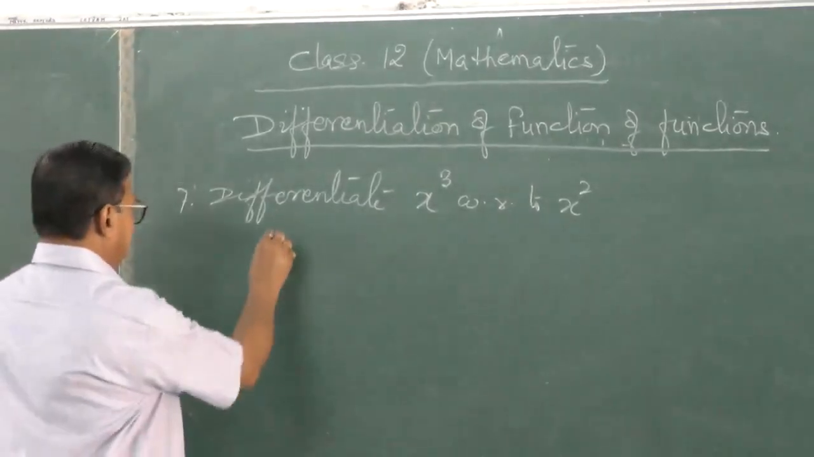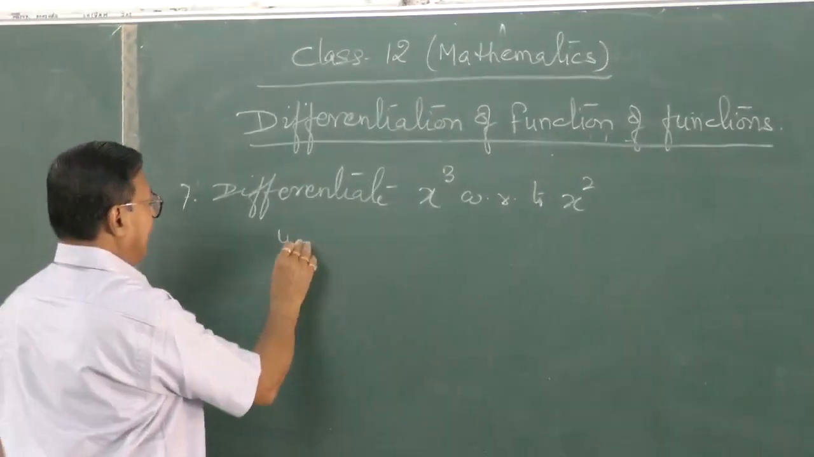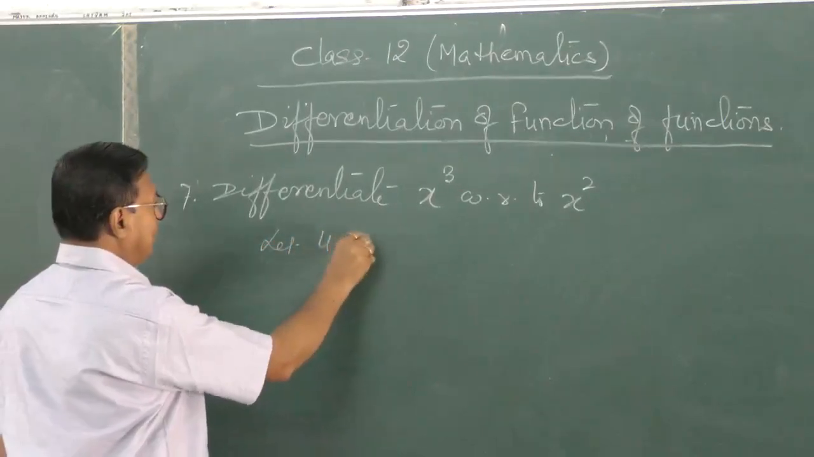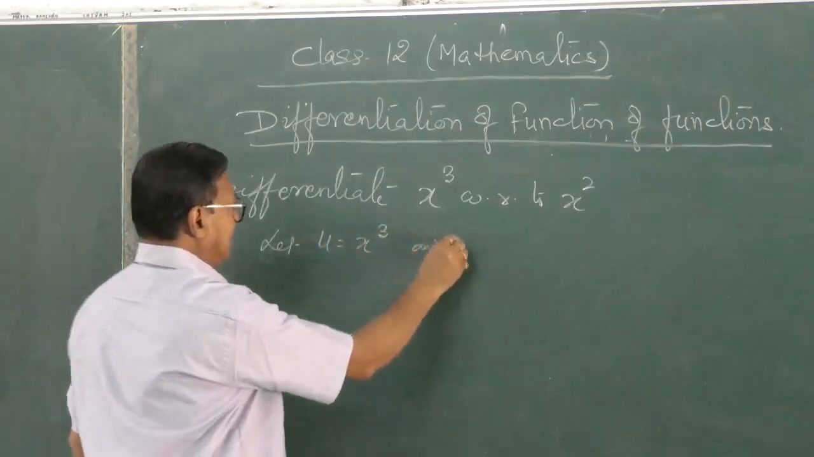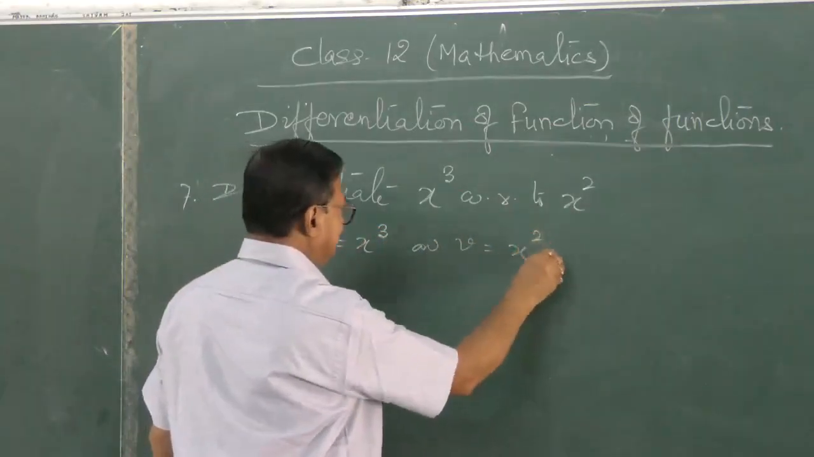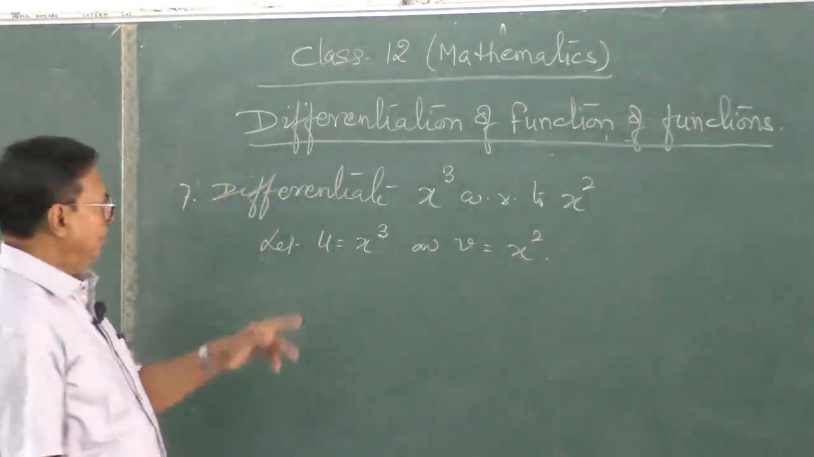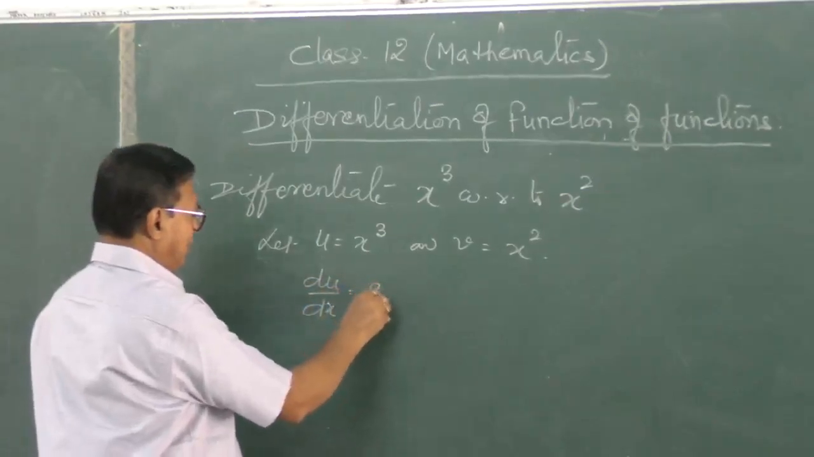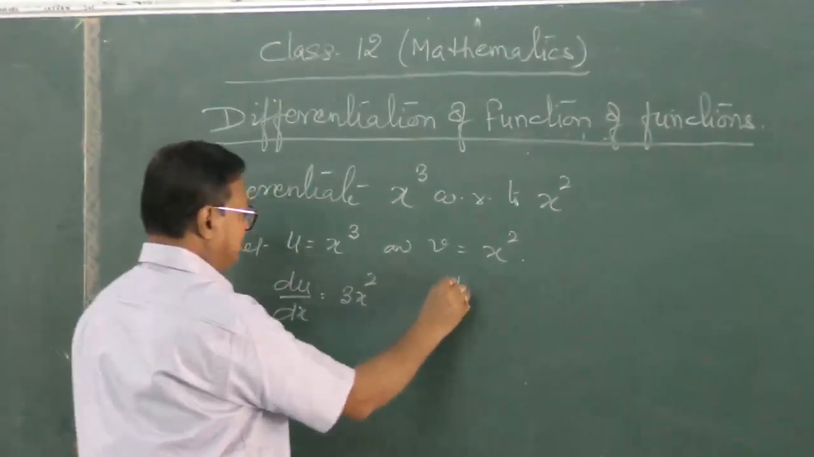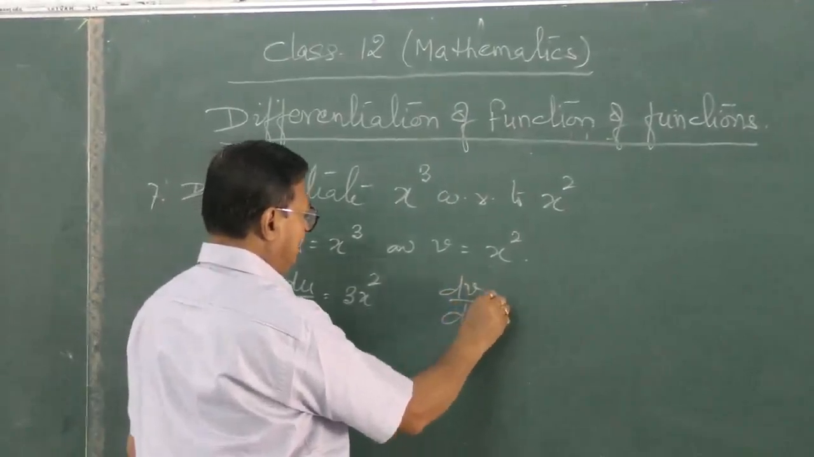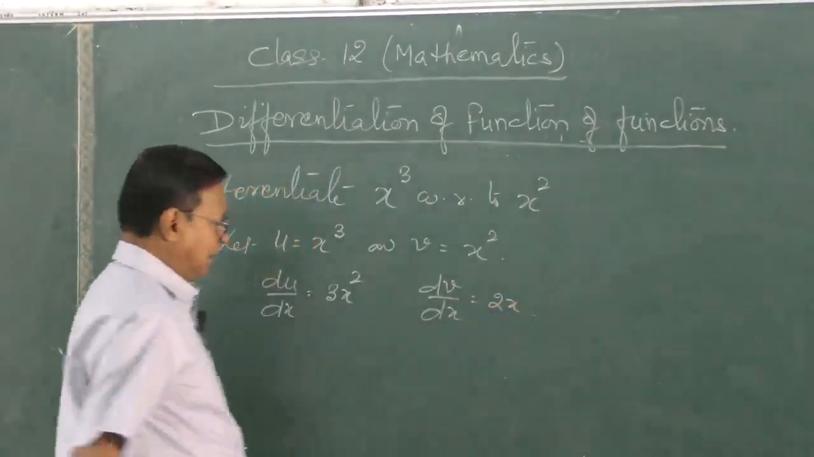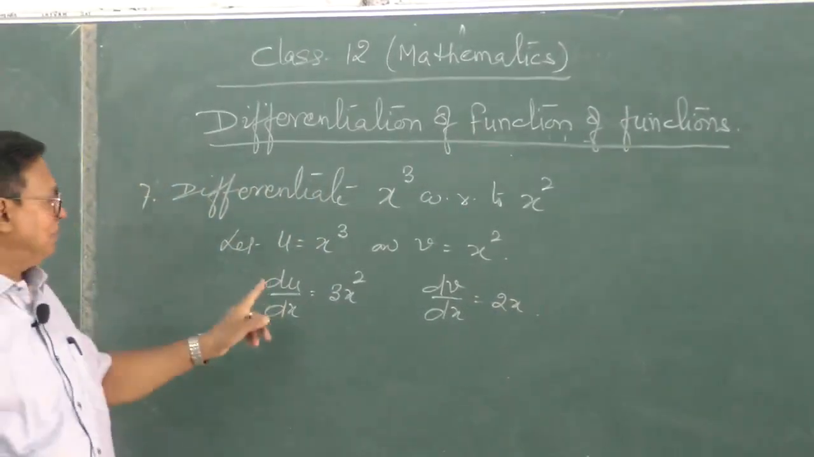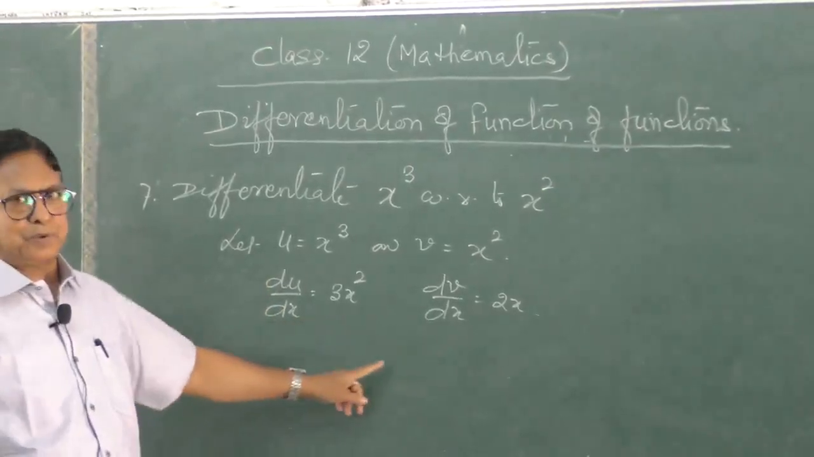So what we do, we take both as different functions. Let u be one of the functions and v be another function. And now differentiate both with respect to x. So du by dx, because both are functions of x. Right? So what I did, I took both the functions as two different variables. Both are functions of x, so we differentiated with respect to x.